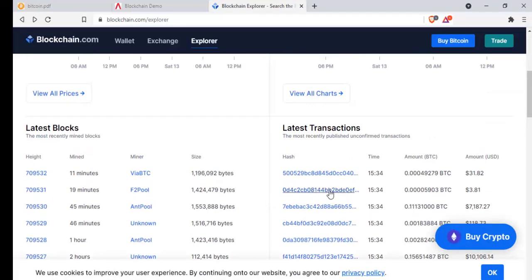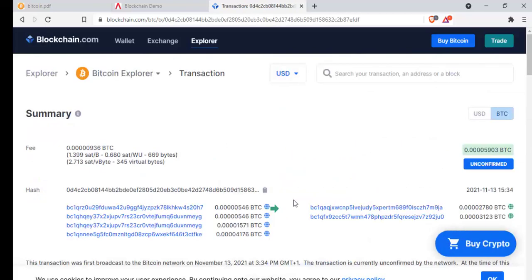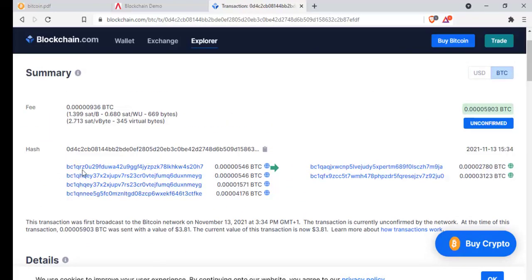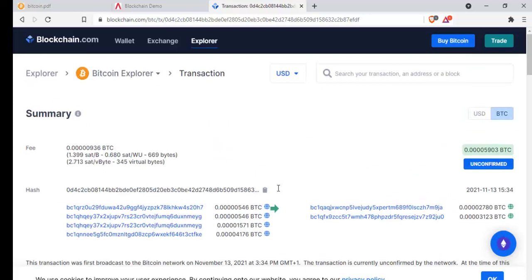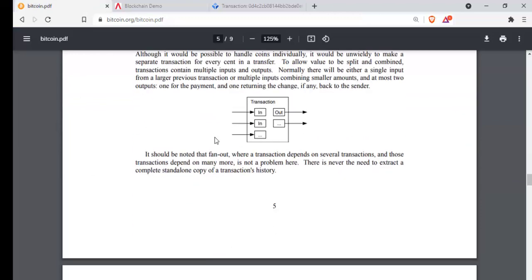Okay, let's do this other one. Yes, this is what I was looking for. Now you can see there are numerous transactions inside this hash. So this is basically what that is trying to explain. You don't have to have one transaction go and then a ledger is created just for that. It just has to be a fraction of it.